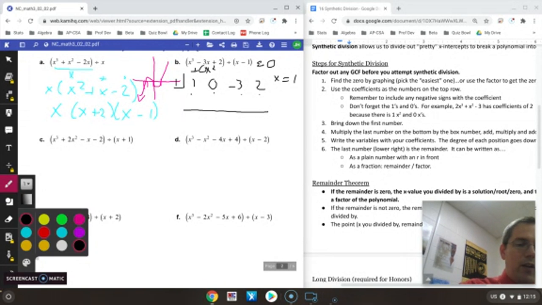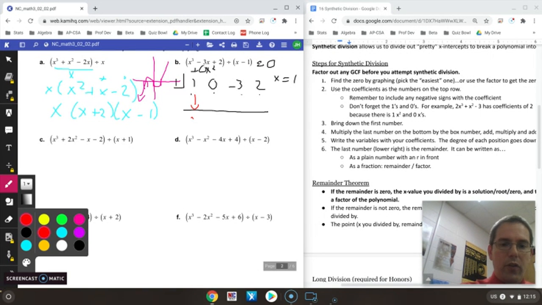Now, as I go ahead and work this problem, I'm going to bring down the 1. So that's my third step, to bring down the first number. And then my fourth step says I'm going to multiply the last number on the bottom, in this case the 1, times the number in the box. So 1 times 1 is 1. I'll write my answer there. And then I'm going to add up these two numbers together. So 0 plus 1 is 1.